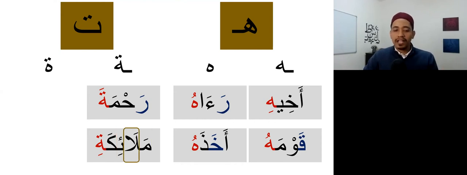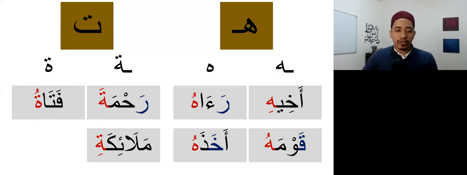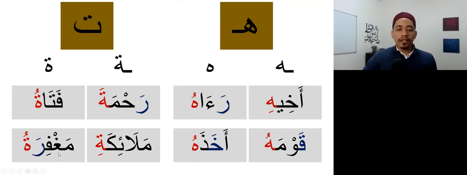So mala'ikati, angels. Fatatu. You use it at the end of the word, and the letter before it is semi-cursive, so that's why it just took that shape, because it can't connect to the alif. So, fatatu. And this is an interesting example, because here we have the letter ta, and there's another ta, but it has two different shapes. Maghfiratu.